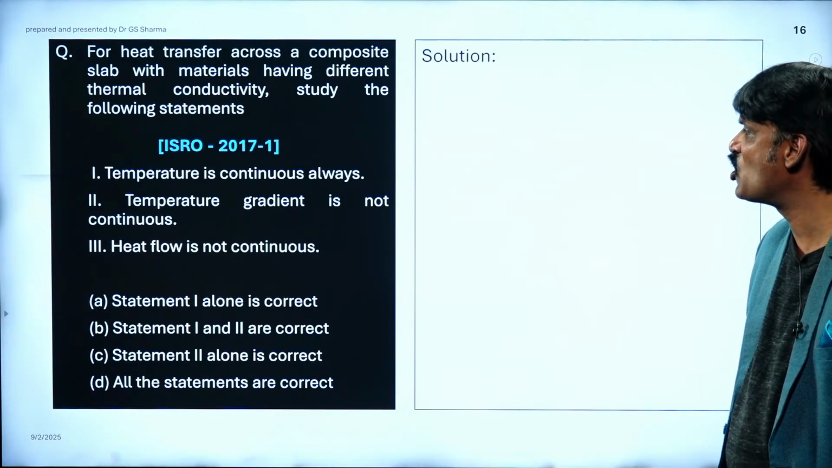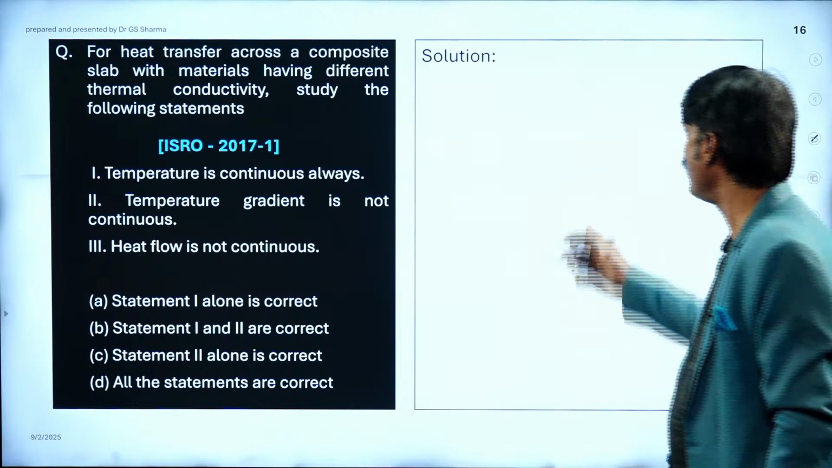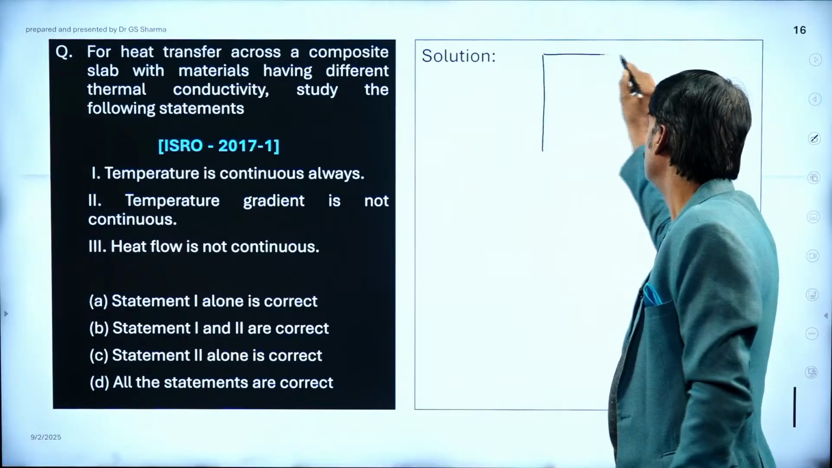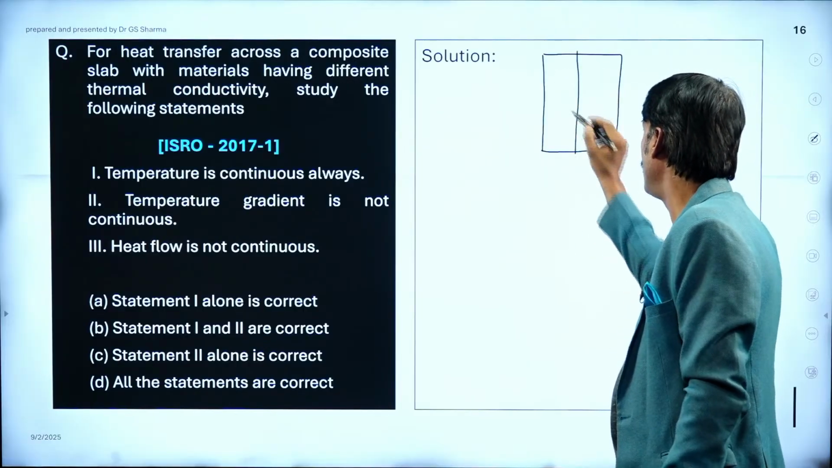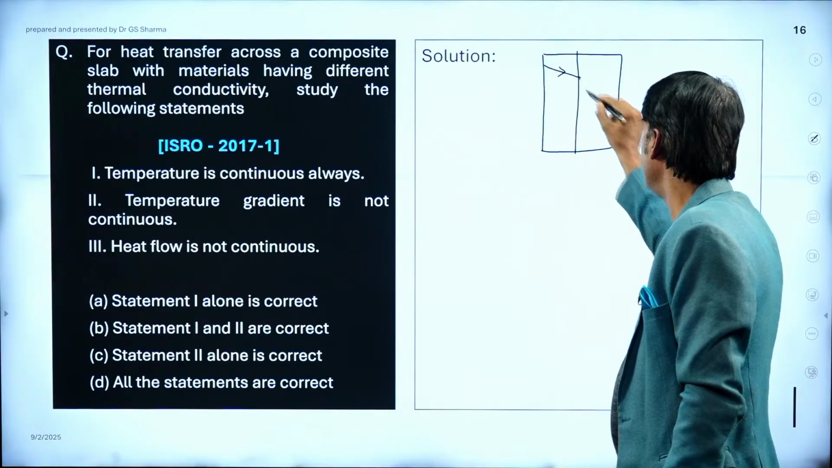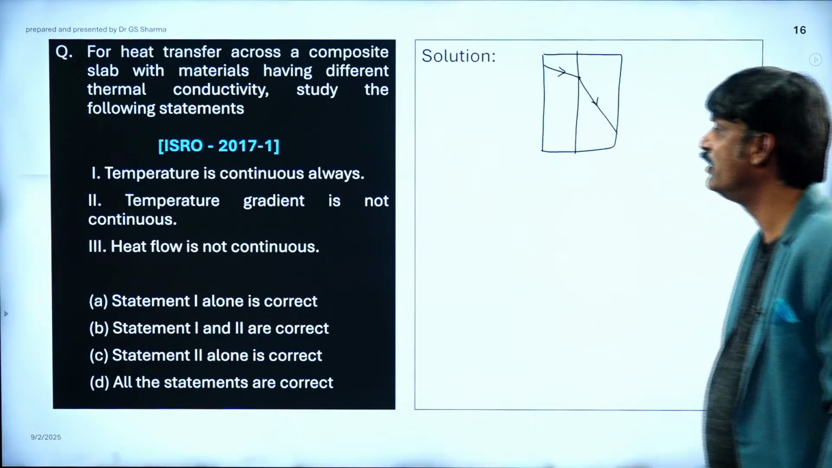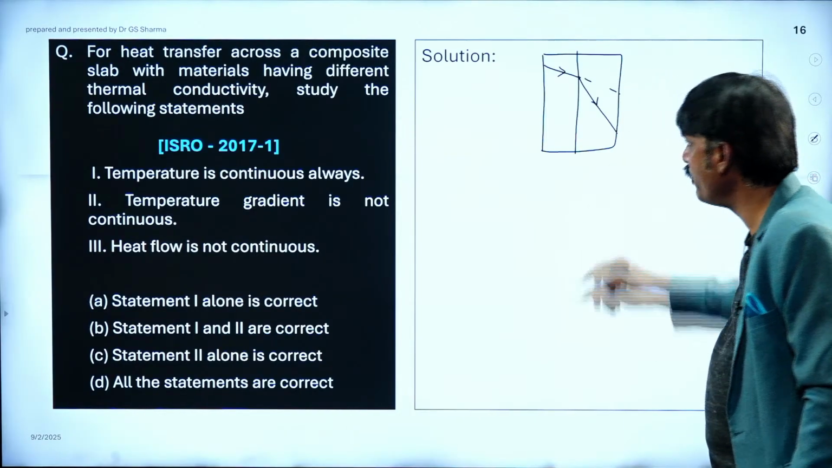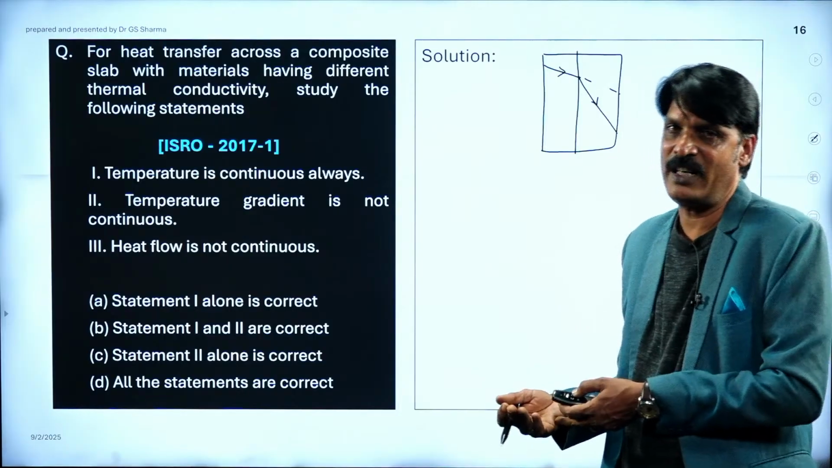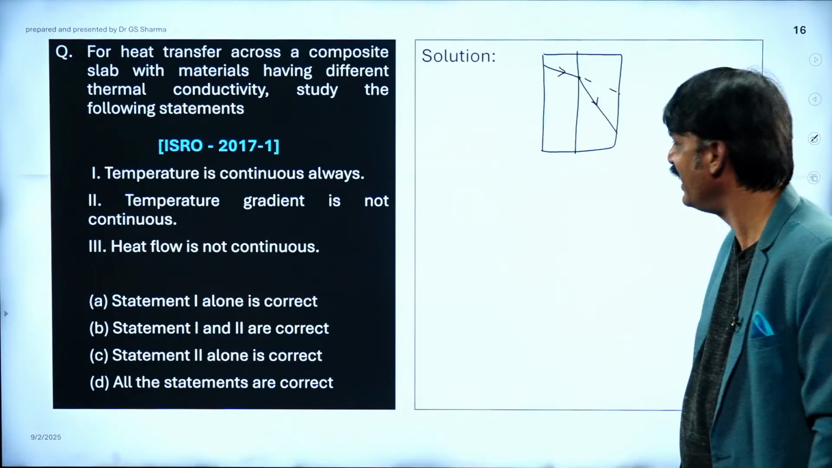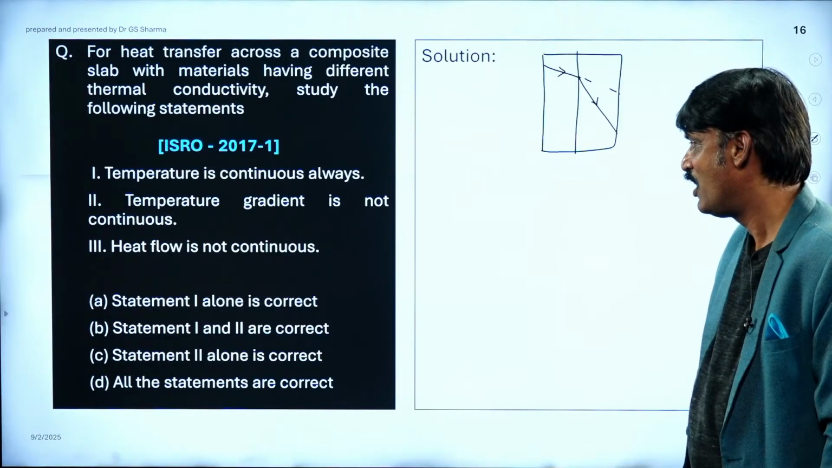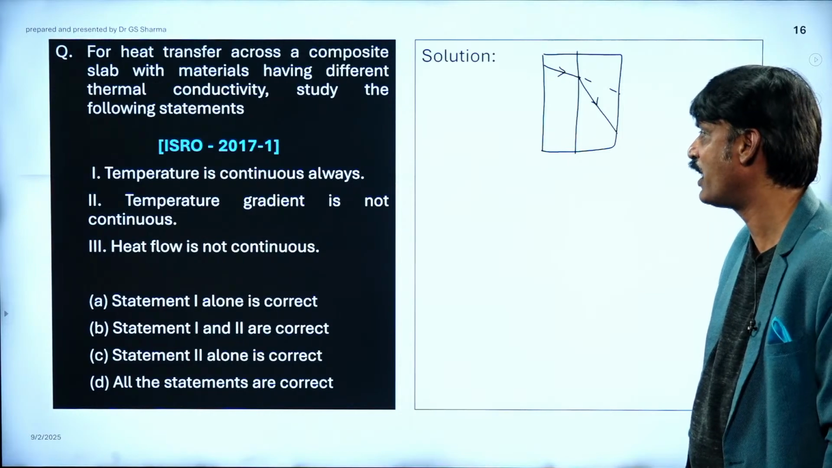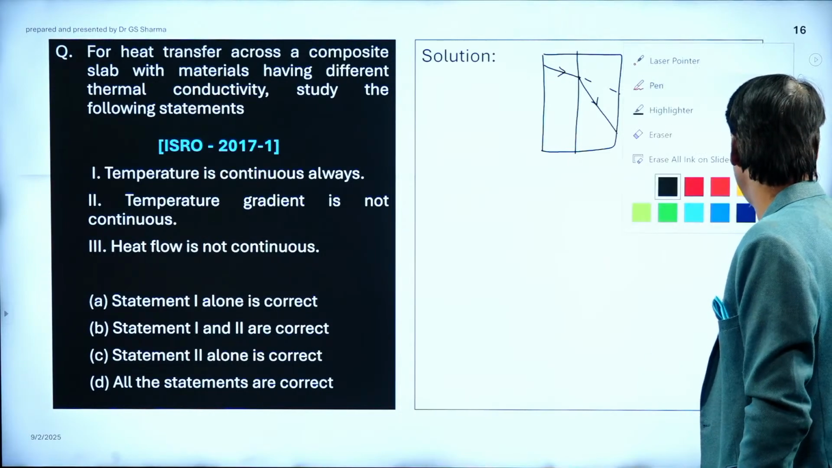Temperature gradient is not continuous. Yes. The reason is, if I am trying to take a composite slab, I observe that there is a variability in the gradient. The same gradient does not go in, because K into gradient always should remain constant. Heat flow is not continuous. The third is wrong, absolutely wrong. So the answer is statement 1 alone is correct. Statement 1 and 2 are correct. I go with statement B.